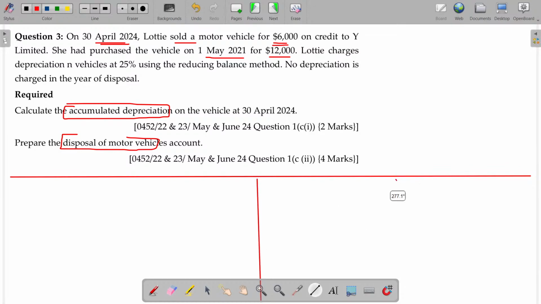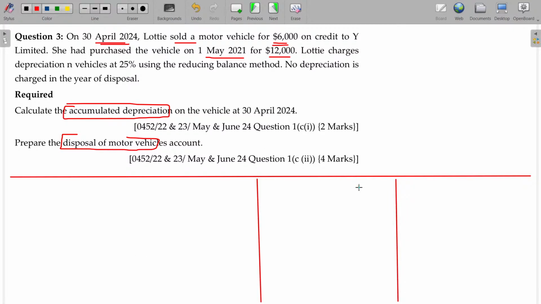So in case of disposal of asset account, remember the format. What's that? Disposal of motor vehicle. The asset value is transferred from motor vehicle account, and provision for depreciation is transferred from provision for depreciation account. And on sale, you get the collection, but it is on credit, so Y Limited name is posted. On sale, you will get either profit or loss.